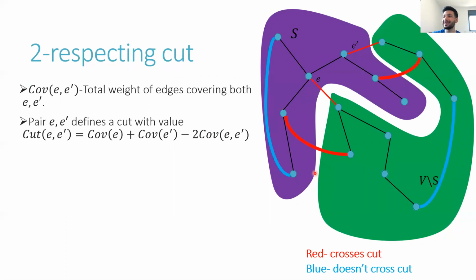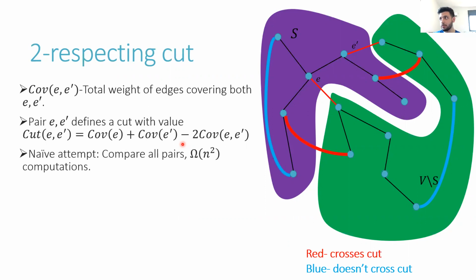And these are indeed the set of edges that are going to cross the cut: the graph edges that cover exactly one of E and E', but not both. As we can see, for example, with this blue edge here that covers both E and E', but does not cross the cut. From this observation, we can easily deduce this formula for the cut value defined by E and E'. So now we would like to solve the two respecting cut problem. Well, a naive attempt would be to go over all pairs of edges and compute their cut value. But of course, this would take way too much time. Our goal then from here on in is to reduce the number of comparisons we have to make.